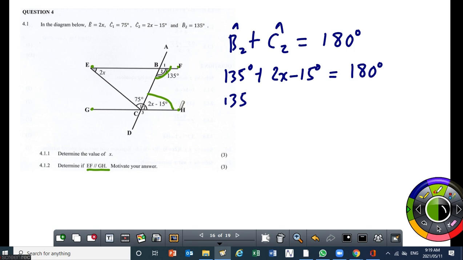Okay? So we need to prove that EF is parallel to GH. That's the objective of question 4.1.2. If you want to prove that lines are parallel, either you must prove that angles are equal, then you say therefore they are corresponding or alternate angles. Or you must prove that if you add them, you get 180 degrees, then you say therefore they are co-interior angles, hence those two lines are parallel.